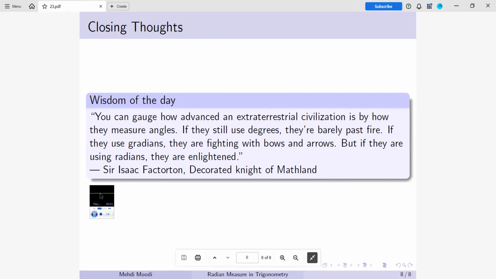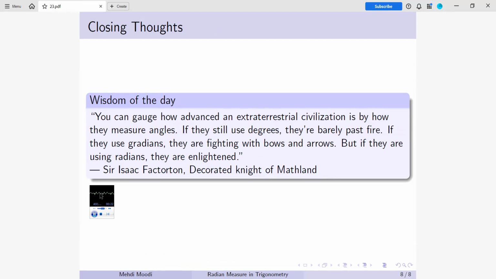Sir Isaac Factorton once said, "You can gauge how advanced an extraterrestrial civilization is by how they measure angles. If they still use degrees, they're barely past fire. If they use gradians, they are fighting with bows and arrows. But if they are using radians, they are enlightened."